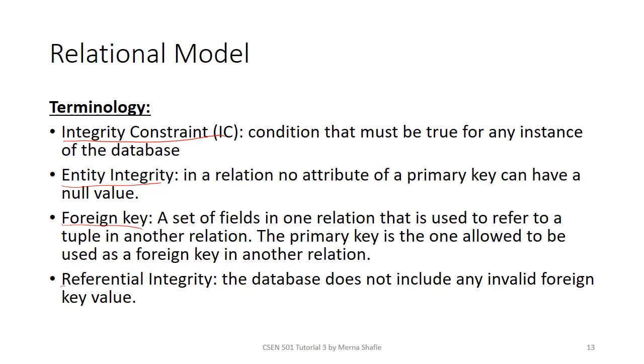And we have what we call the referential integrity. What is the referential integrity? It is that the database does not include any invalid foreign keys. That means if I have a foreign key that is referencing a primary key of another table, I cannot reference something that is not there. I should always be able to reference something that I can access. So if I delete something, then everything that references it should also be handled.